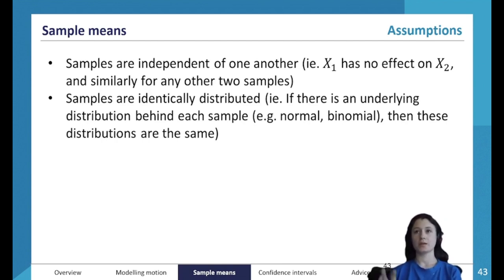So, getting into the assumptions of taking samples, samples are independent from one another. In other words, sample 1 has no effect on sample 2. They're identically distributed. So if there's an underlying distribution behind each sample, such as a normal or a binomial, then they will all be the same. Alright?